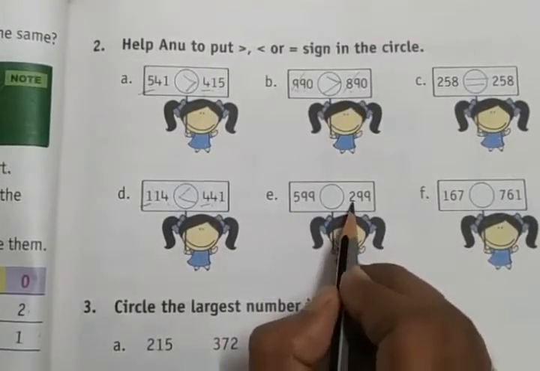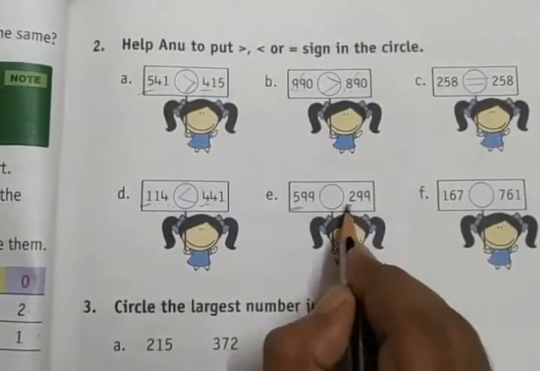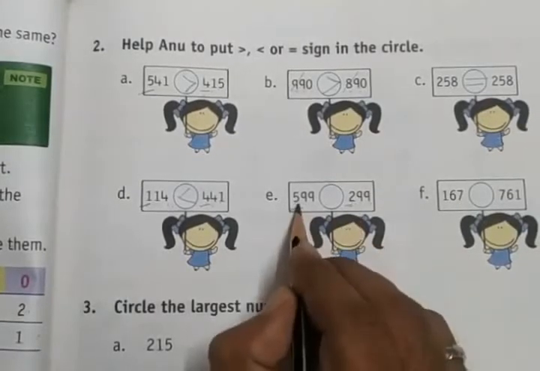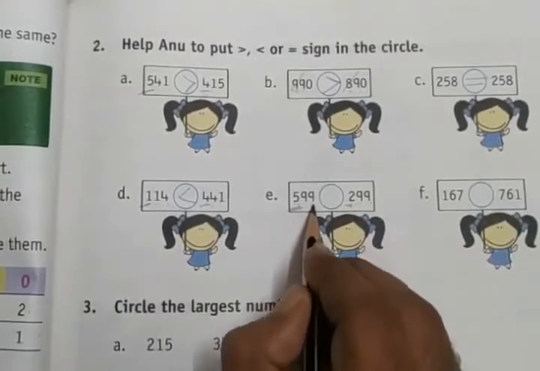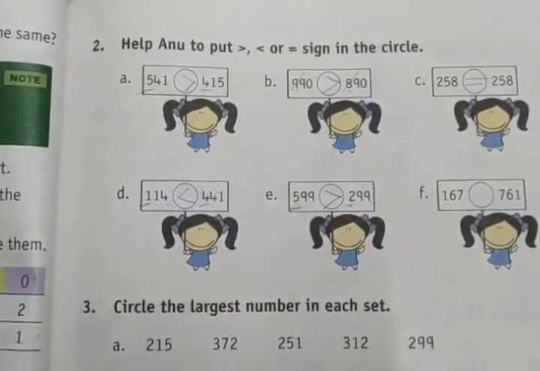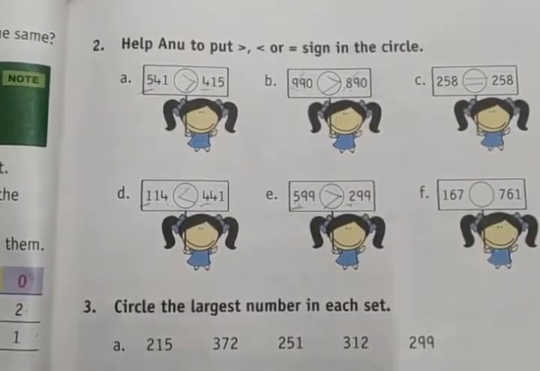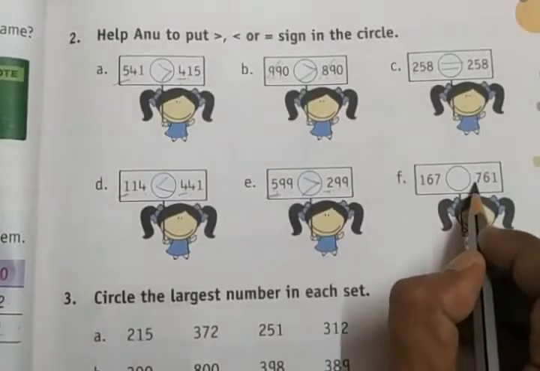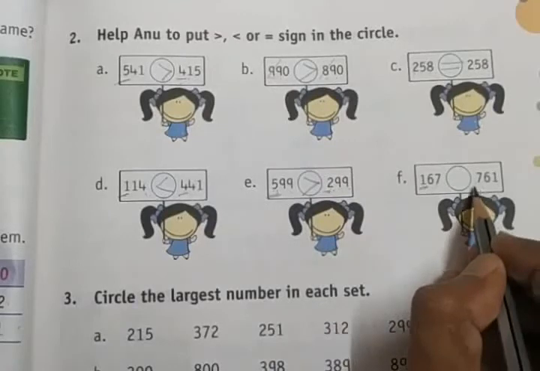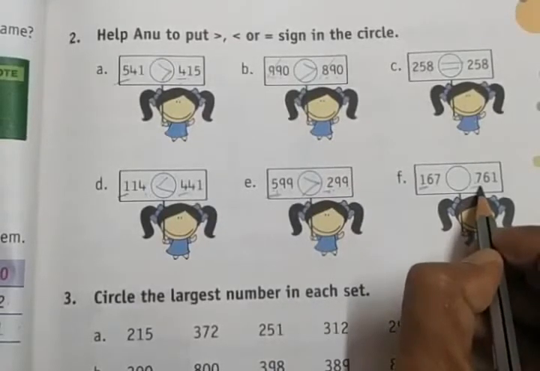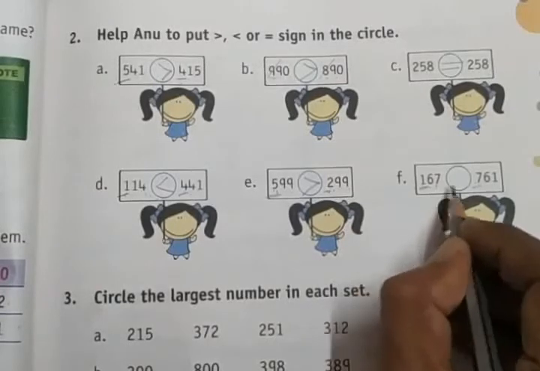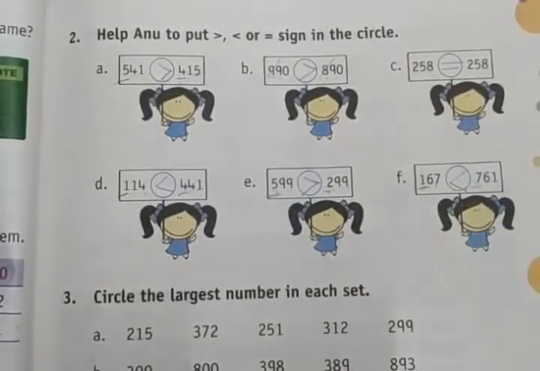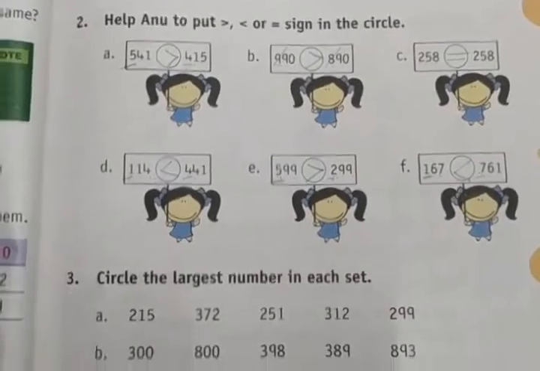599 and 299. When compared with the hundreds place, this is 5 and this is 2. So 5 is greater than 2, so we can say 599 is greater than 299. Clear? Any doubts? I'm sure that you are following these concepts. 167 and 761. Here it is 1 in the hundreds place, here it is 7. 7 is more than 1. So 167 is less than 761. Put the less than sign. Clear? Any doubts? I'm sure that you are enjoying this.